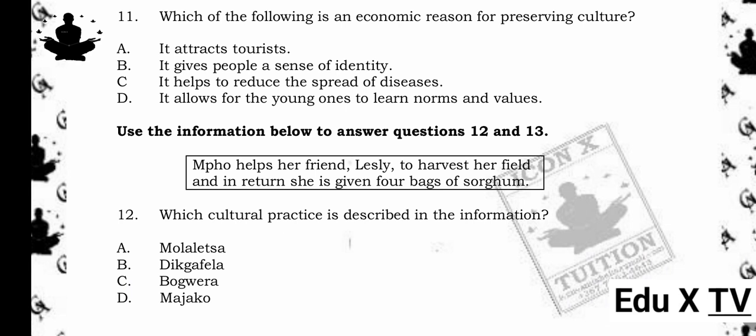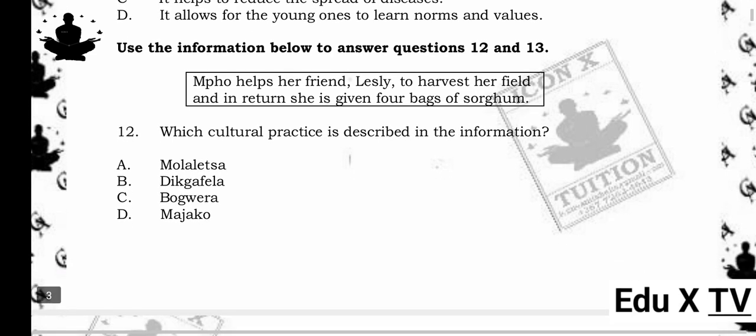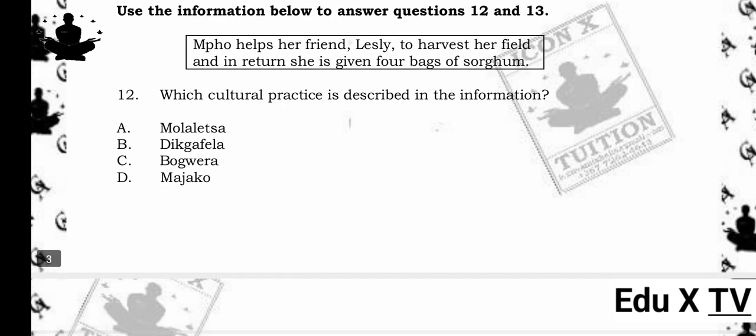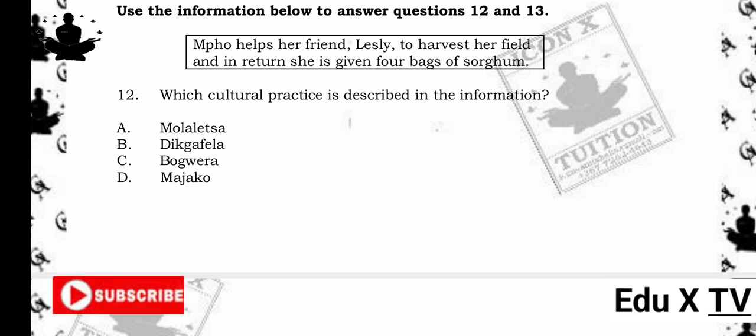11. Which of the following is an economic reason for preserving culture? A. It attracts tourists. B. It gives people a sense of identity. C. It helps to reduce the spread of diseases. D. It allows for the young ones to learn norms and values. The answer is A. It attracts tourists. Reason being, preserved culture (festivals, dances, crafts) draws tourists, generating income and supporting local economies. Use the information below to answer questions 12 and 13.